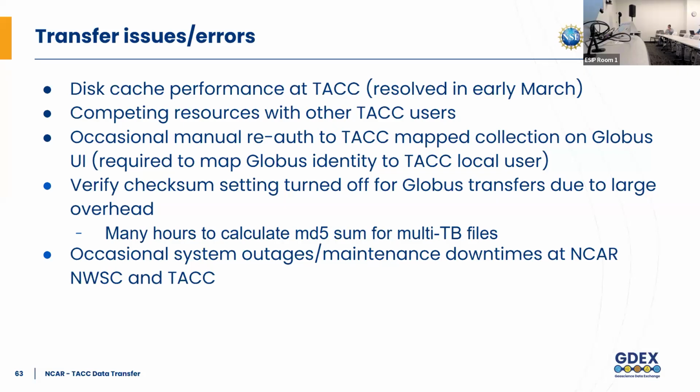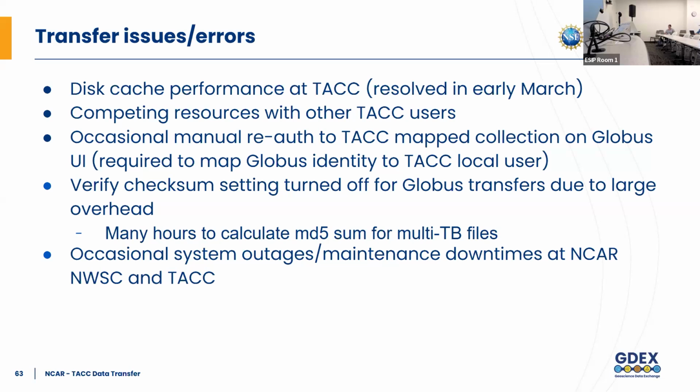I mentioned checksums before. One caveat about these transfers is that we had to do this as quickly as possible. Initially, in Globus, the default setting is to verify the checksum on the transfer. So Globus can confirm that the data was transferred successfully without any corruption, and Globus will verify the checksum on both ends. But with tar files that are multiple terabytes in size, this adds a lot of overhead.